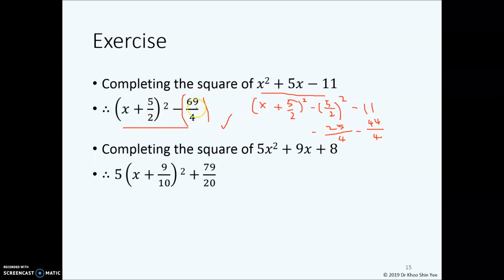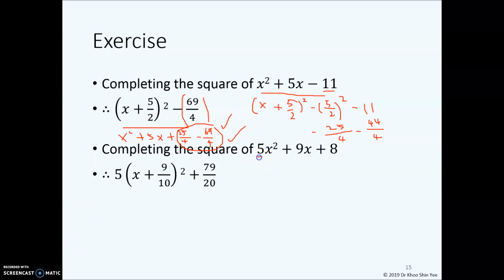To check whether this answer is correct or not, you can expand it, right? x squared plus, multiply 2, you get 5x plus 5 squared is 25, 2 squared 4, minus 69 over 4. So this term, if you calculate, it should be negative 11. So with that, we can check that your answer is correct in this case.